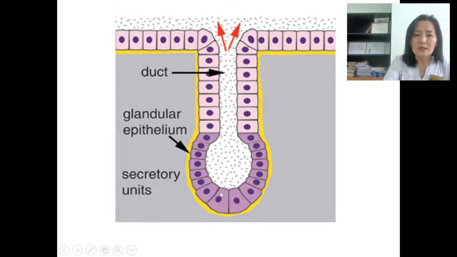Okay, we can see here, this one is glandular epithelium, or we can say secretory unit or secretory portion, which consists of secretory cells. These are secretory cells. This part is ducts. Look, ducts are lined by the lining epithelium. The secretory part consists of glandular epithelium.